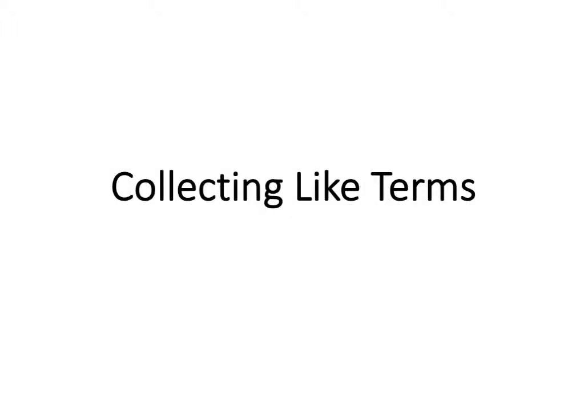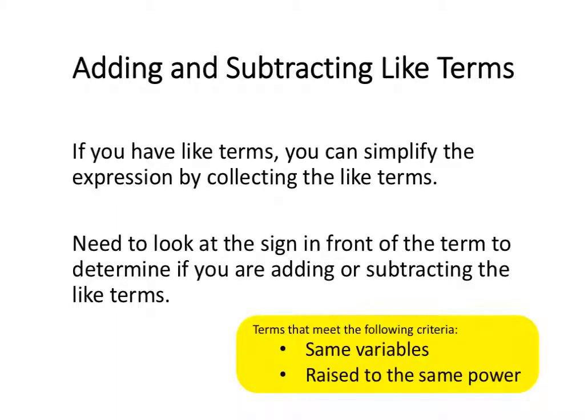In this video, we're going to have a look at how to simplify expressions by collecting like terms. You can simplify like terms by adding and subtracting the coefficient in front of each variable. To work out whether you need to add or subtract the coefficient, you need to have a look at the sign in front of the term. By looking at the sign in front of the term, it would tell you whether you are adding or subtracting that coefficient.